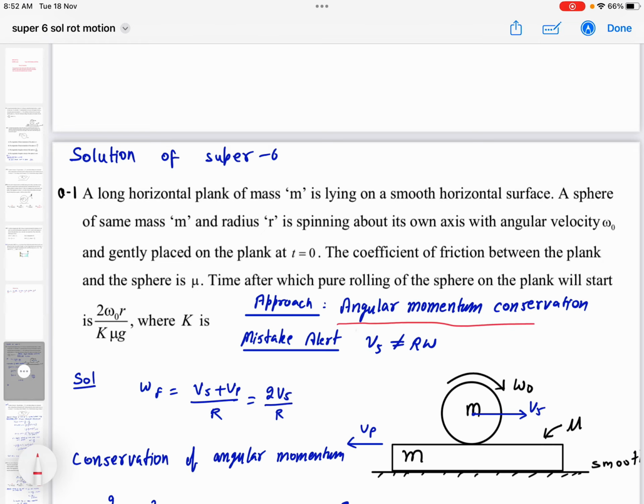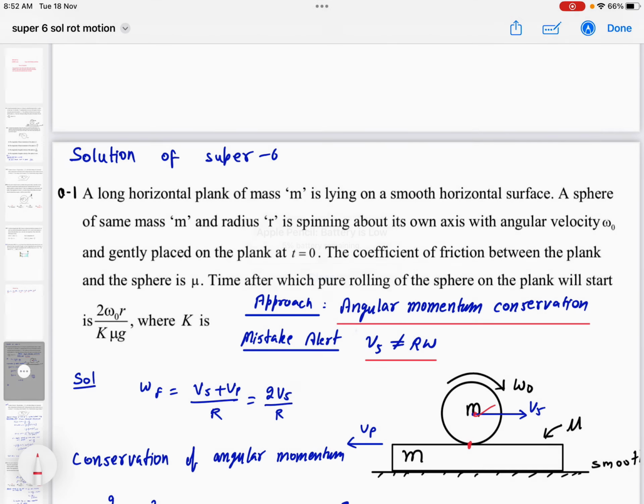Approach is a straightforward angular momentum conservation, right? So the repeated mistake by students here is that they write velocity of sphere is equal to r omega, right? But here rolling will happen on the moving surface. So the contact point and that point on the moving surface, center of mass of the sphere, their relative velocity has to be what? R omega. Okay. So now what is happening in the question?